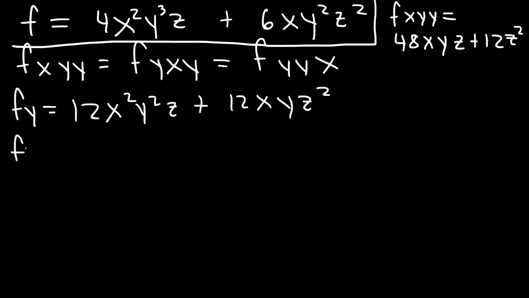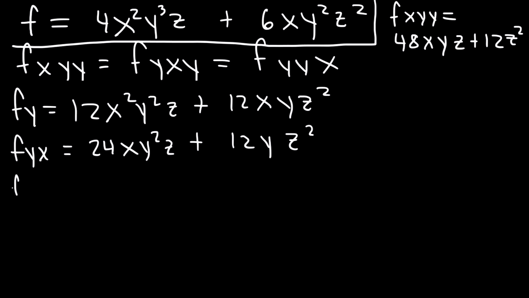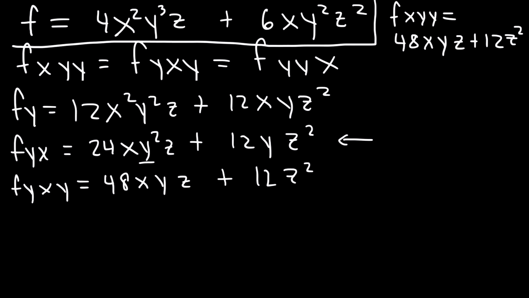Now let's differentiate that function with respect to x. The derivative of x squared is 2x, so 12x squared is 24x times y squared z. And the derivative of 12x is just 12y z squared. Now let's differentiate this one with respect to y. So the derivative of y squared is 2y times 24, so that's 48xyz plus the derivative of 12y, which is 12. So notice that these two are the same.